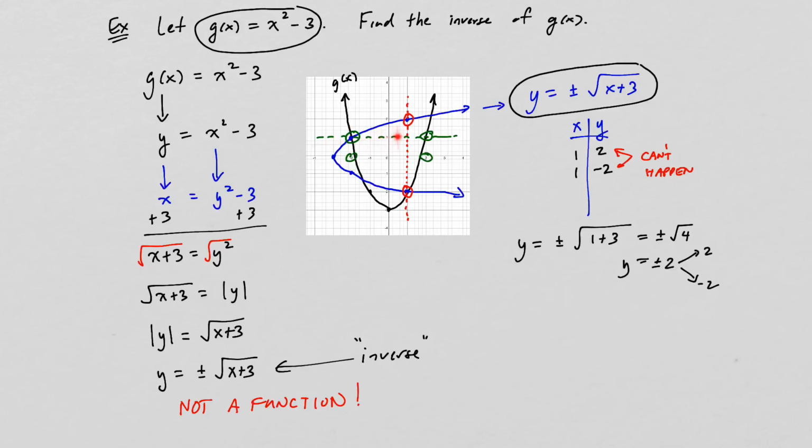If a horizontal line hits your original function more than once, then when you do your inverse, a vertical line is going to hit that more than once, which means it won't be a function. So how do we avoid this? We avoid this by saying in our original function, horizontal lines cannot hit the graph more than once. And this function has a name. It's called a one-to-one function.